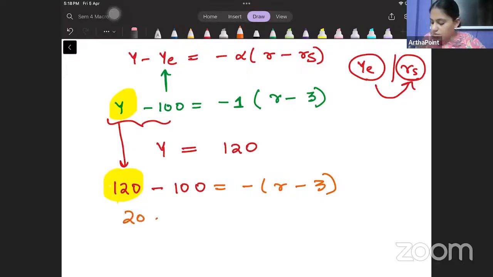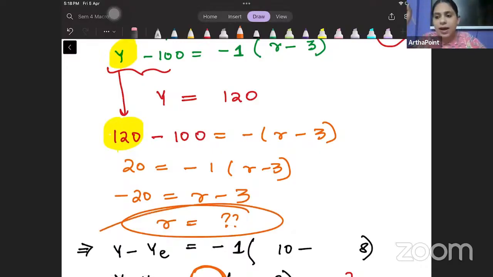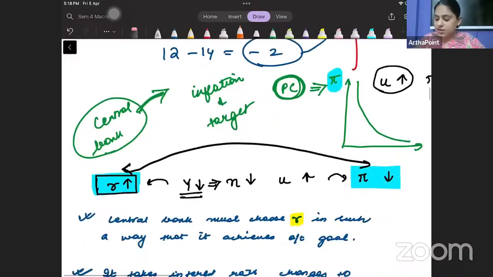So I will get 20 is equal to minus 1, r minus 3. So minus 20 is equal to r minus 3. So I will be able to get some value of r. मैं आपको corresponding r दे सकती हूँ. I can give you the value of the r. Clear? This is exactly what this statement is saying.